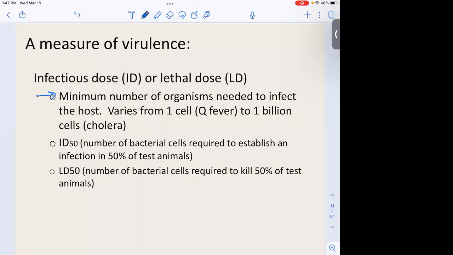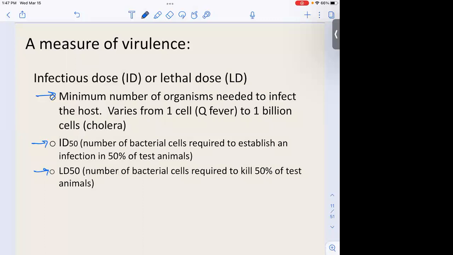Sometimes we express this because people are different. The ID 50 is supposed to be the number of bacteria cells to establish an infection in kind of like an average number of animals. So again, animal susceptibility is different, or again, sometimes it's expressed as the lethal dose.